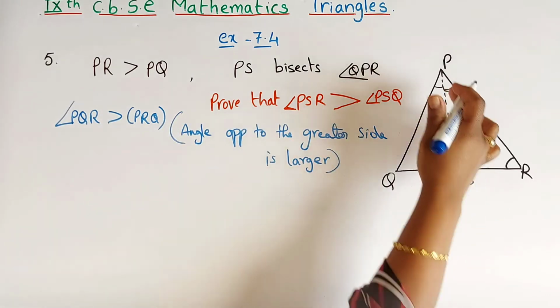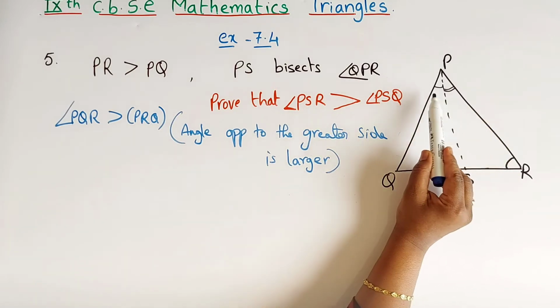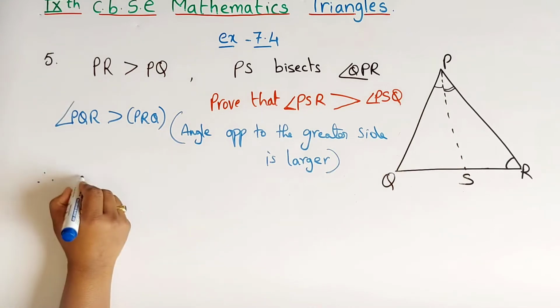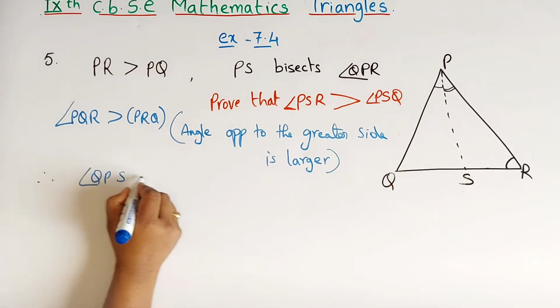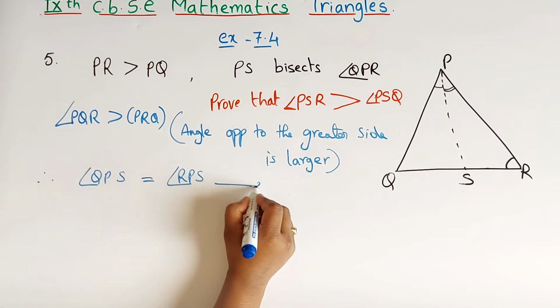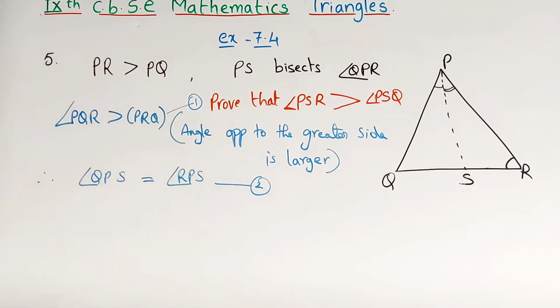Now PS is the bisector of angle QPR. This angle, children, is equal to this angle. So therefore I can write angle QPS is equal to angle RPS. Right, children? Let it be the first equation and this the second equation.